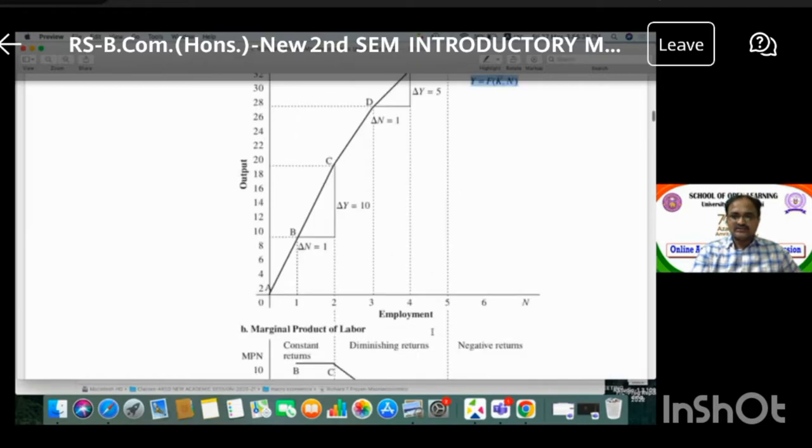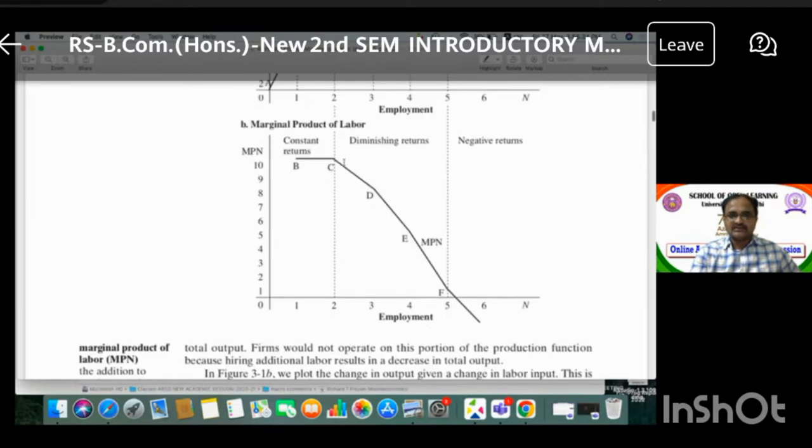So according to this, you can draw another diagram, the marginal productivity of labor. The x-axis you can denote as labor input, and the y-axis as MPN. What is the MPN? The change in output due to change in labor. With one unit of labor, the output is 10, so B is 10. A is zero labor, zero MPN, so we cannot denote A here. Got the point? One unit of labor, 10 units of output, right?